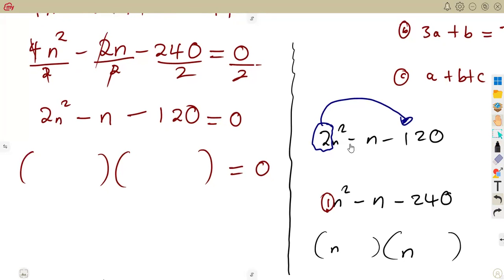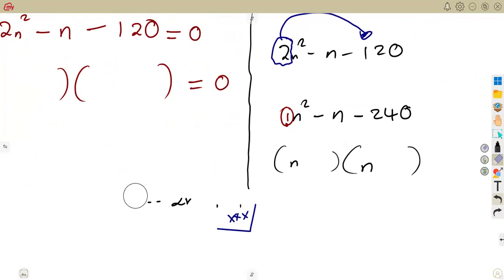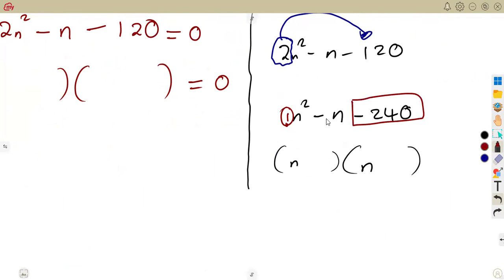We put n here. Then we focus on our constant, which is the negative 240, to say, what are the products of minus 240 which add up to minus 1? Two numbers that you have. You multiply the two numbers, you get minus 240. But if you add the numbers, you must get a minus 1. So you're going to see that the numbers are minus 16 and 15. If you multiply these two, you get minus 240. If you add these two, you get minus 1. So that's minus 16 plus 15.